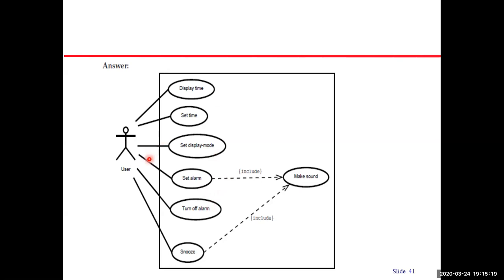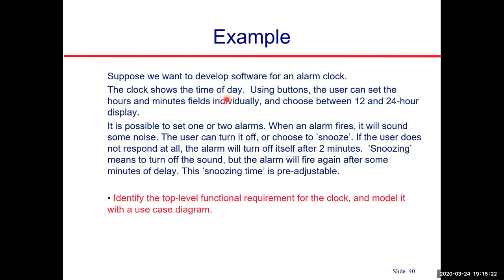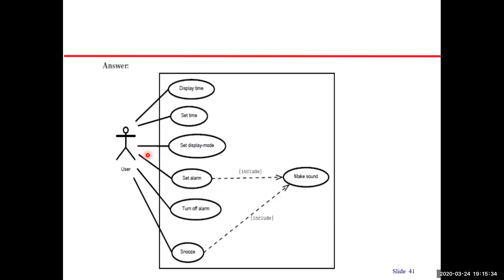So the clock shows the time; using buttons, the user can set the time and choose between the display modes. It will set one or two alarms. When the alarm fires, it will sound some noise, so set alarm will include make sound. So this is the system, the alarm clock system, this is the user, and these are the use cases. And the user communicates with these use cases in this way.